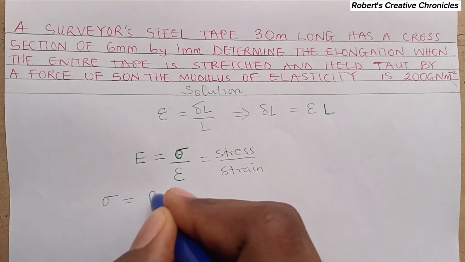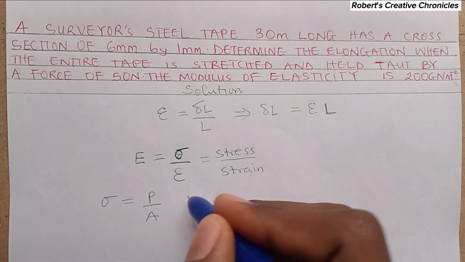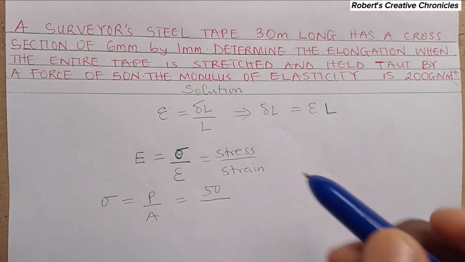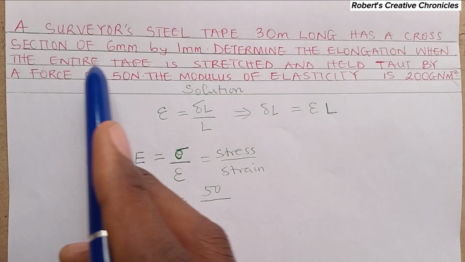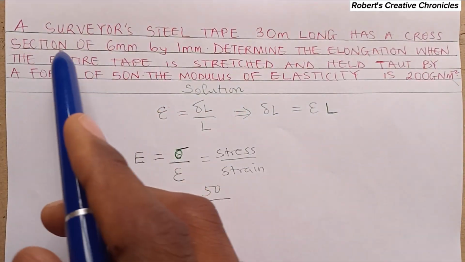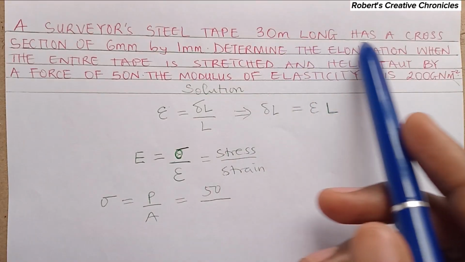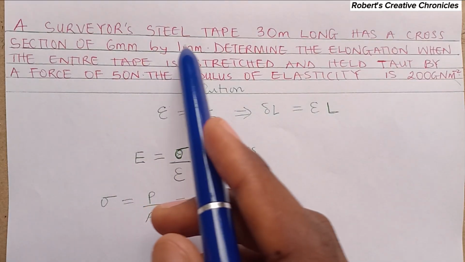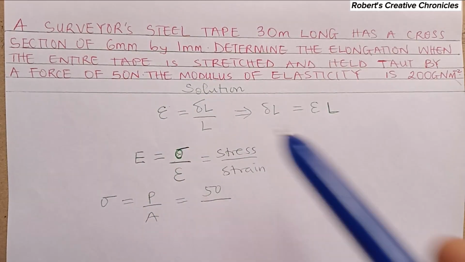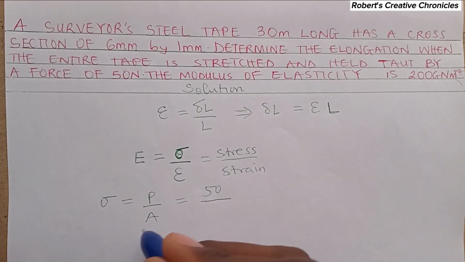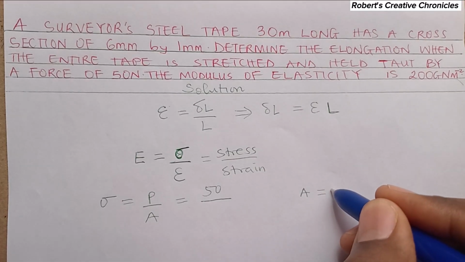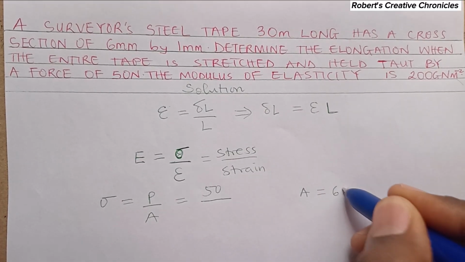Stress is equal to what? The load or the force over area. So what's the force? 50. The area is what? The question says the surveyor's steel tape 30 meter long has a cross section of 6 mm by 1 mm. That means this is a rectangular cross section. So to find the area, use area is equal to length times breadth, which is 6 times 1.